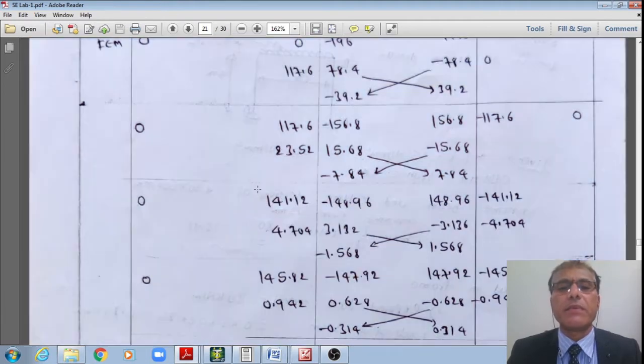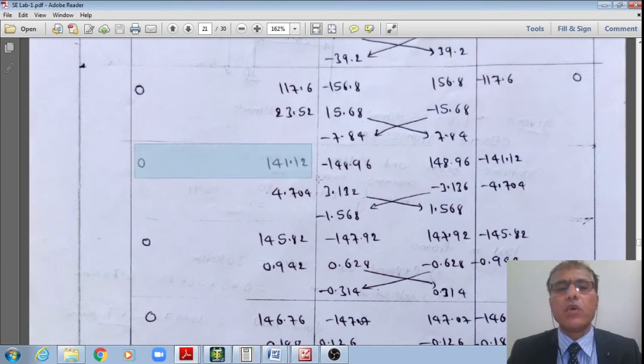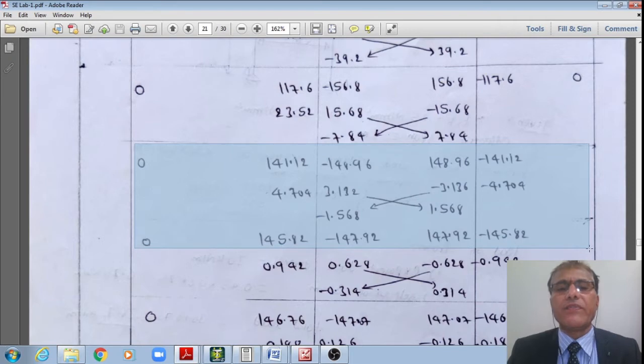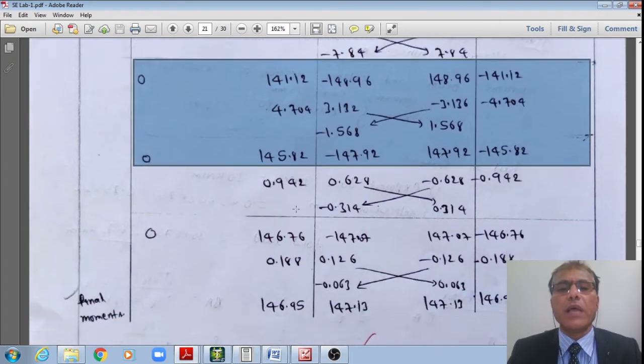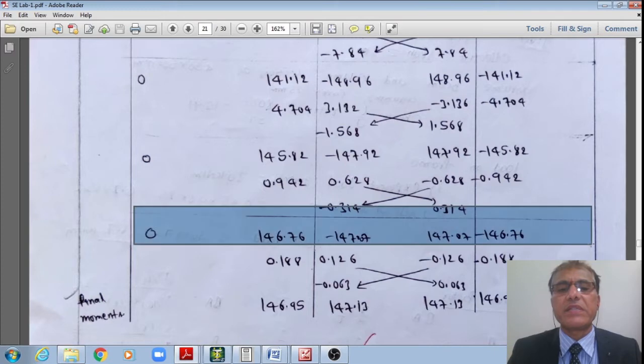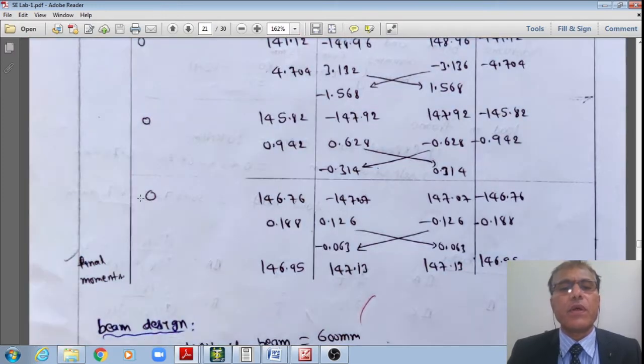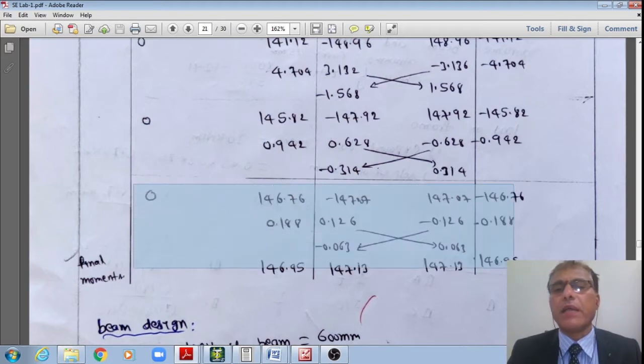But still, we can see that there is a difference of around, say, 7.7. Therefore, now I'll carry over. I'll do that for the third cycle. Therefore, at the end of the third cycle, still I can see 145.82, 147.92. Still, I can do one more cycle. Therefore, in the next cycle, I'm getting, at the end of that, 146.76, 147.57, right? Therefore, still, I hope that we can do one more cycle. If I do one more cycle, I'm getting 146.76 has come down to a value of 146.75.